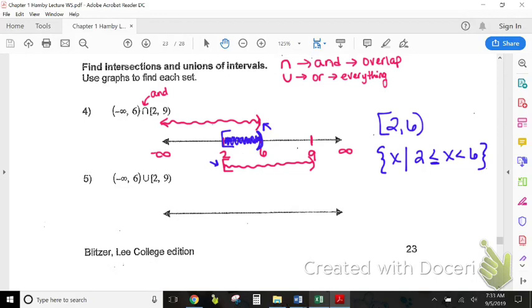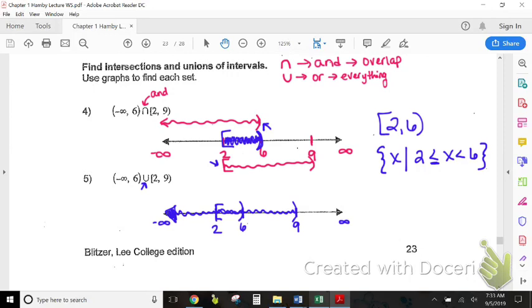Alright, so let's try 5. Now this is a union symbol, so what does that mean? That's the "or." We're just going to graph all of it. Whatever's graphed will be our answer. So I'm just going to do this one on the number line. So let me do my negative infinity and positive infinity. And I see my first one is a 6. It's the same one as above, isn't it? Yeah, that just dawned on me. So we've got that. We see 6 has a parenthesis. Then we see it's from 2 to 9. 2 has a bracket, 9 has a parenthesis.